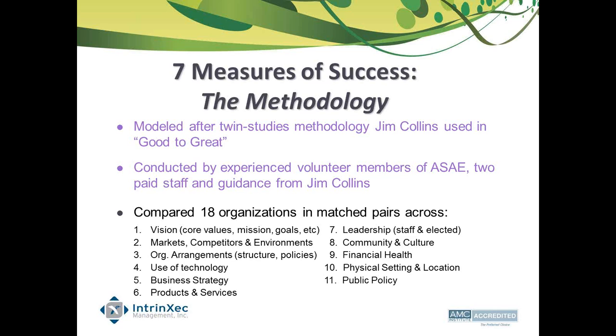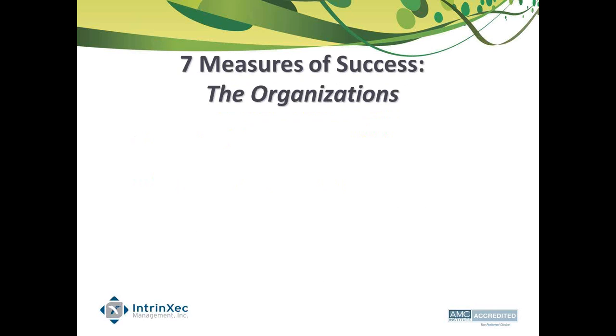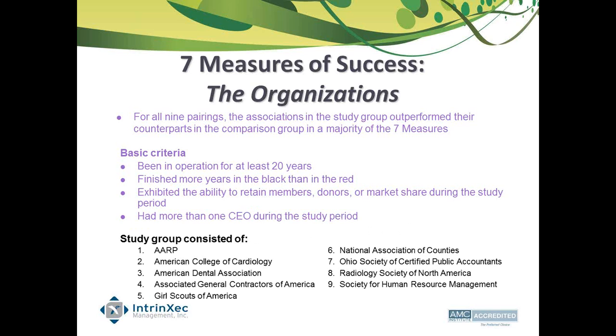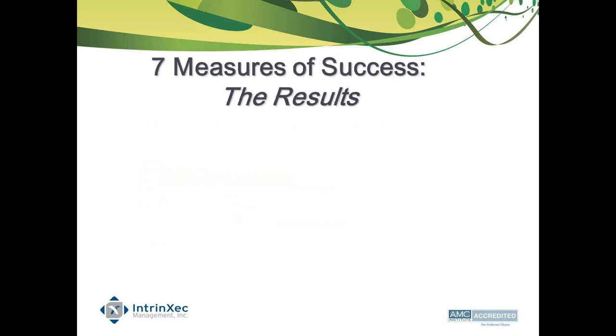Basically, they took 18 organizations and looked at 11 different areas, from vision to use of technology, products and services, financial health, public policy, to really identify who were those great organizations and what made them great. They had basic criteria: the organization had to be in operation for at least 20 years, finished more years in the black than the red, had more than one CEO during the study period, and exhibited the ability to retain members, donors, and market share. These are the 9 organizations that became part of the study. And the results were broken into 3 areas.